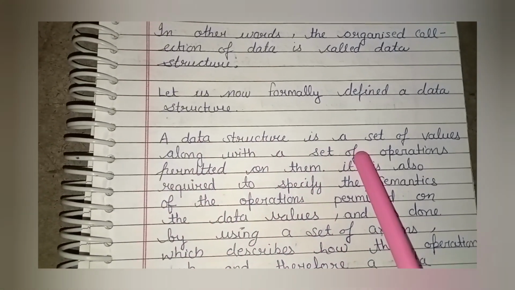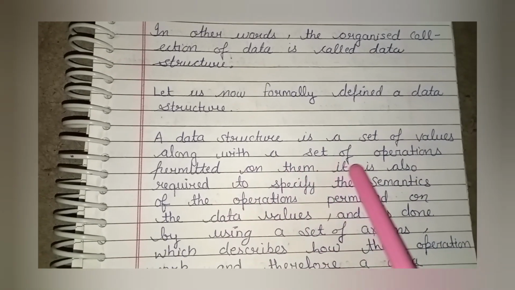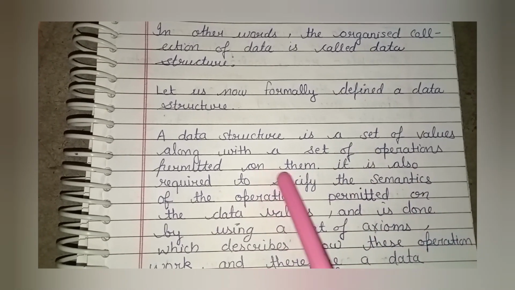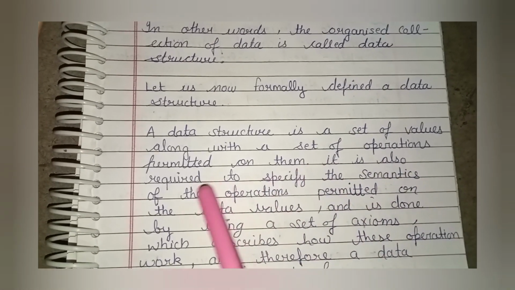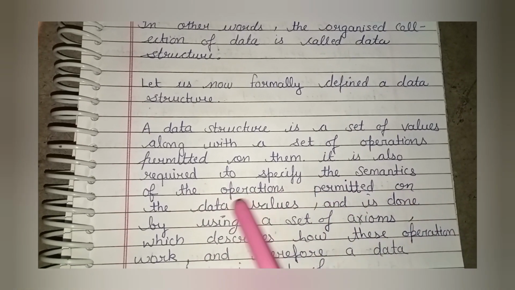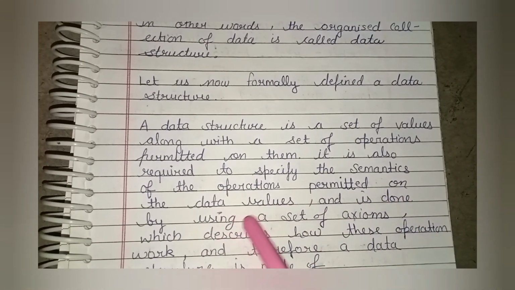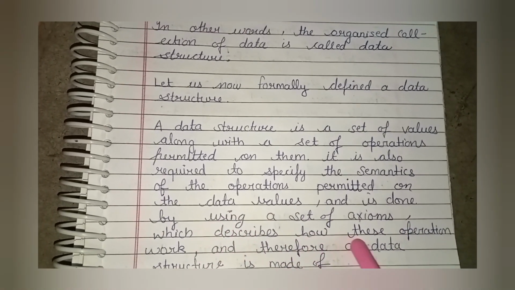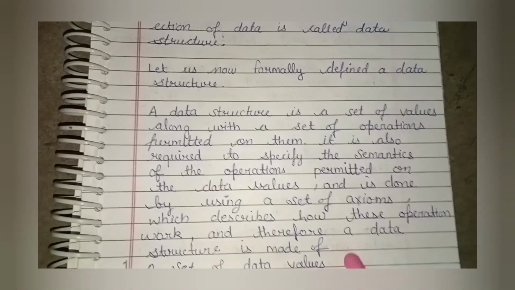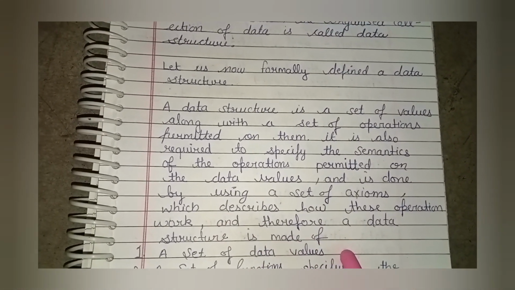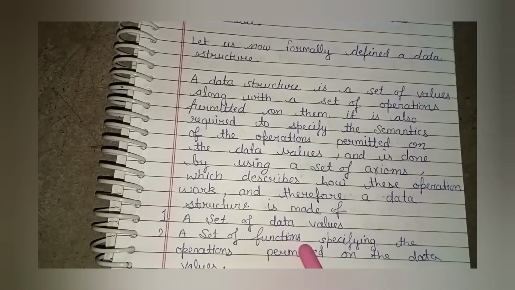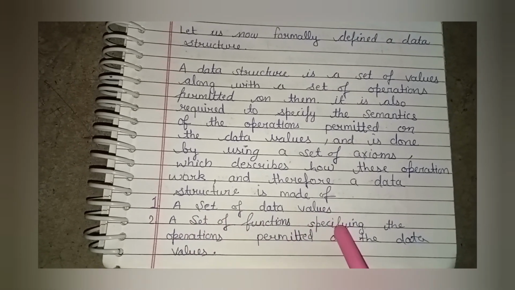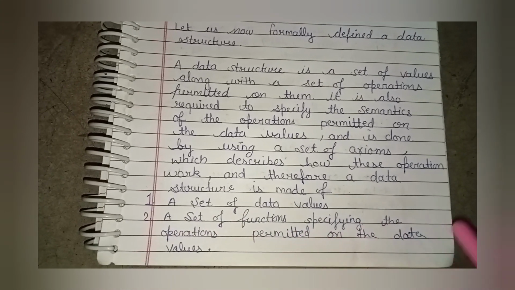A data structure is a set of values along with a set of operations permitted on them. It is also required to specify the semantics of the operations permitted on the data values, and this is done by using a set of axioms which describe how these operations work. Therefore, a data structure is made of, first, a set of data values. Next is a set of functions specifying the data operations permitted on the data values.